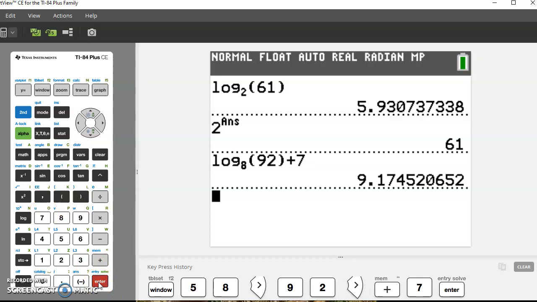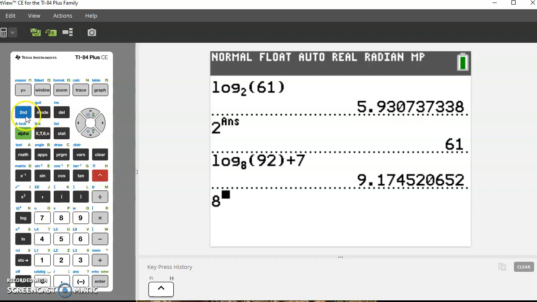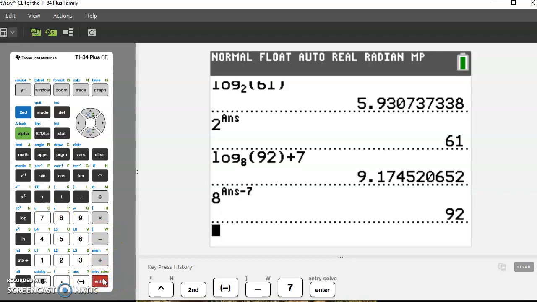And here's my final answer. M is approximately 9.1745. Okay, so once again, you need to plug this back into your original equation. So you're going to do 8 raised to second answer minus 7. And we need to make sure that this is equal to 92, which in fact is 92. So this answer also works.